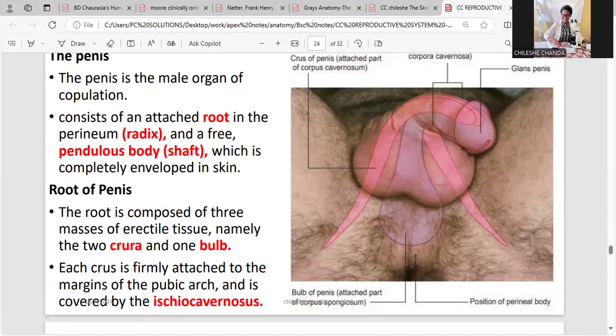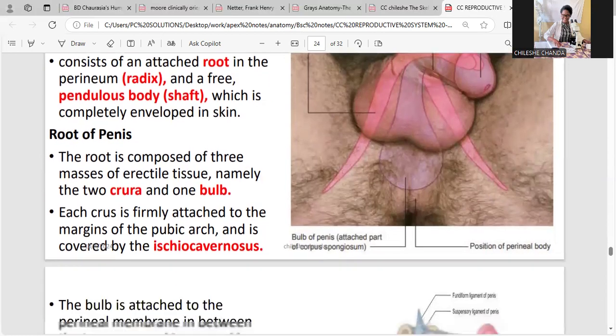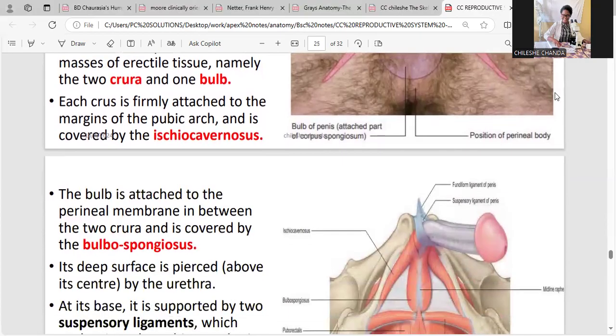Now, the root of the penis is composed of three masses of erectile tissue, namely the two crura. So we have this crus here and this crus here. And then we have the bulb of the penis. Each crus is firmly attached to the margins of the pubic arch and is covered there by a muscle known as the ischiocavernosus.